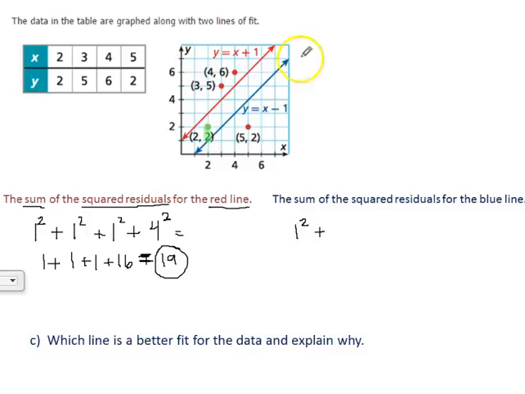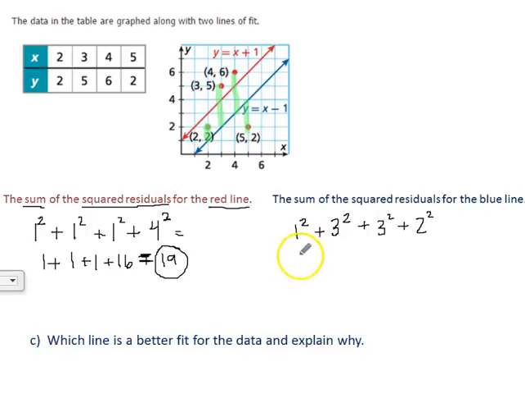Then we've got our next point and the blue line. We've got 1, 2, 3 units away. So 3 squared. And then my next point and the vertical distance away from the blue line is 1, 2, 3 again. So another 3 squared, and then that last point, it looks like it is 2 units away from the blue line. So 2 squared.